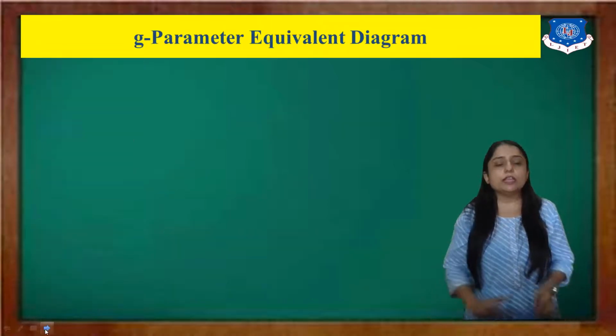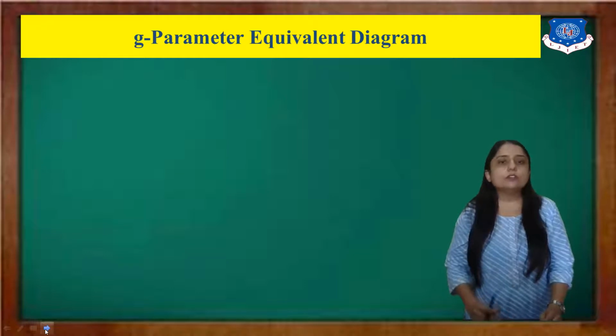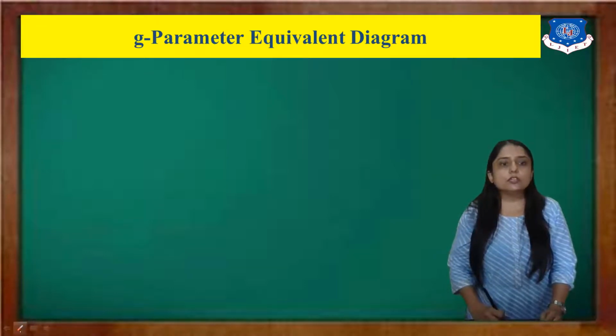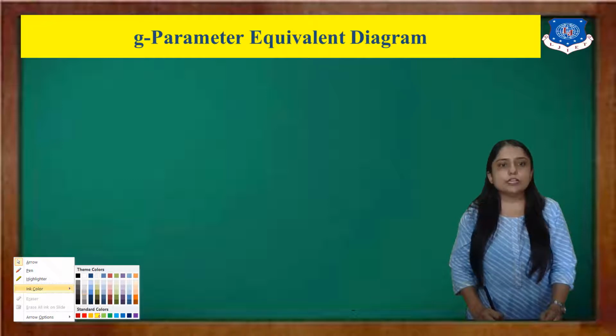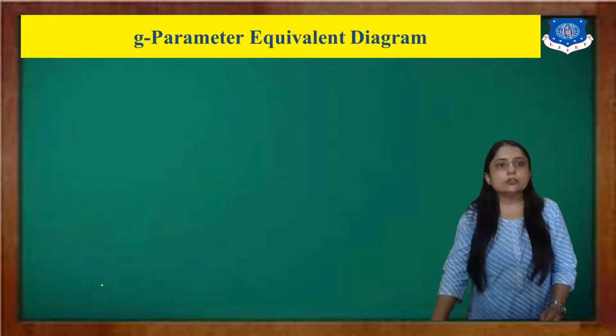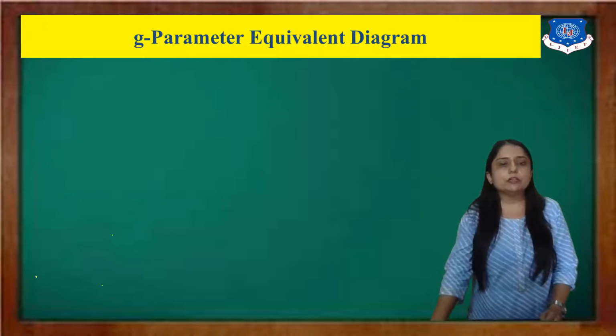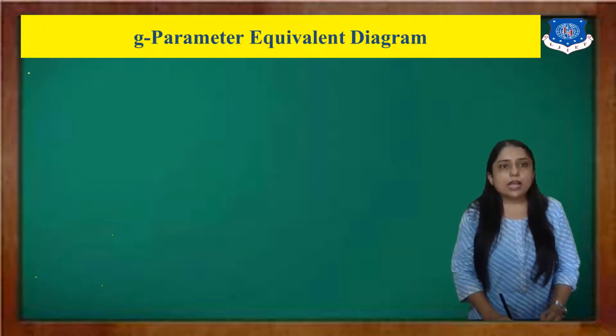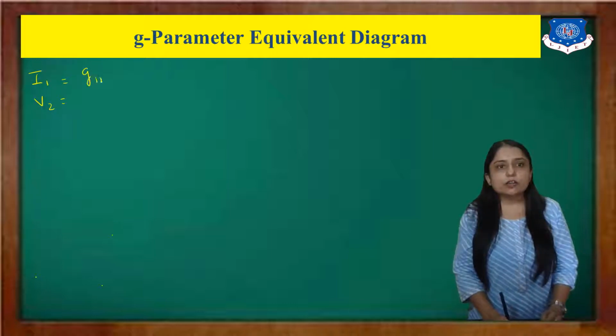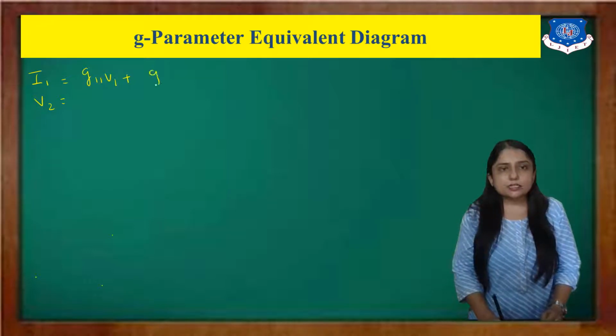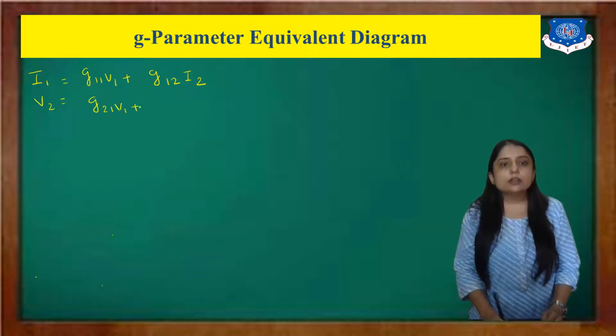Next, we will draw the equivalent diagram of the G parameter. For that, first of all we require the equations related to the G parameter. My equations are: I1 and V2. Here I have G11 into V1 plus G12 into I2, and G21 into V1 plus G22 into I2.